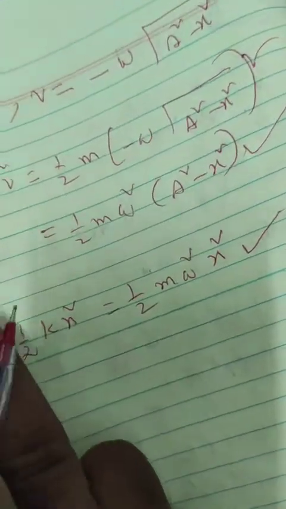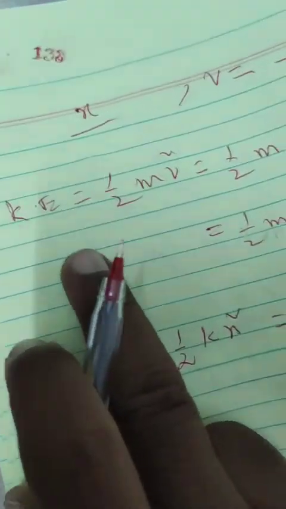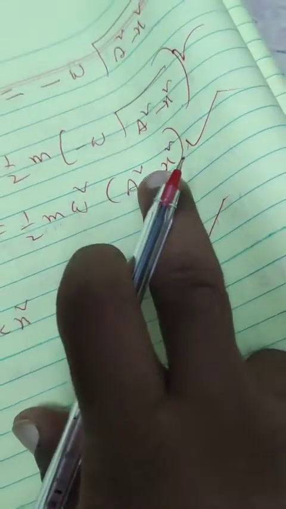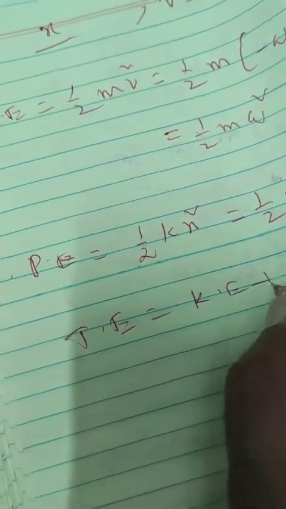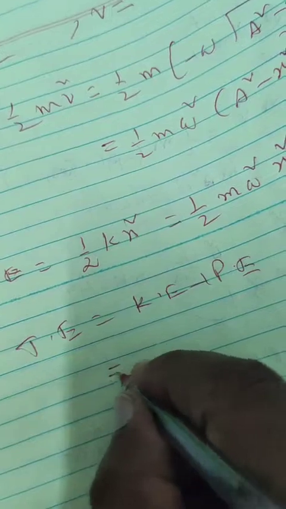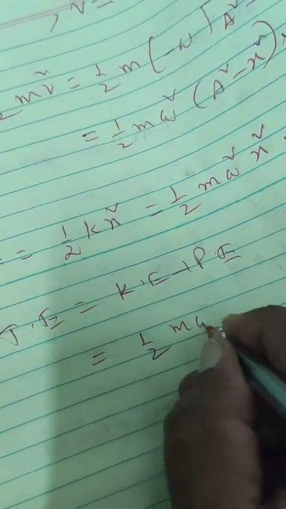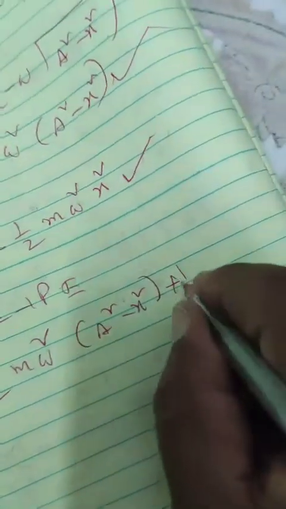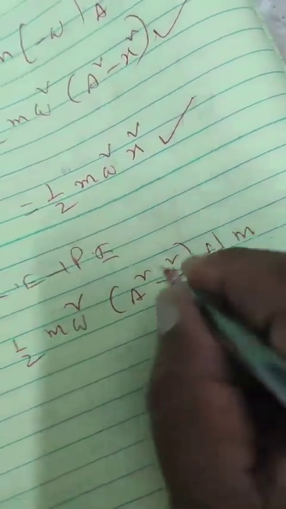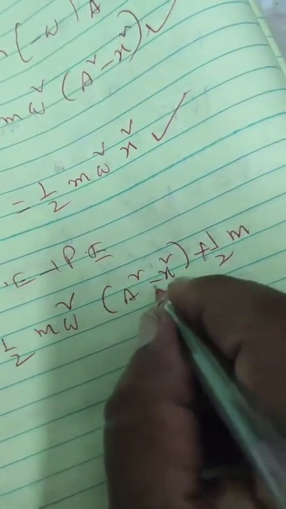The difference is, earlier when we did energies, both were depending on time. Now both kinetic energy and potential energy are depending on position x. Now let us find total energy. Total energy, if we find kinetic energy plus potential energy, is equal to half m omega square into a square minus x square plus half m omega square into x square.